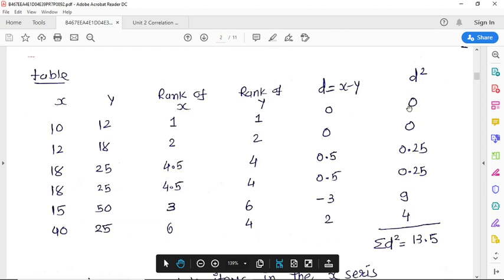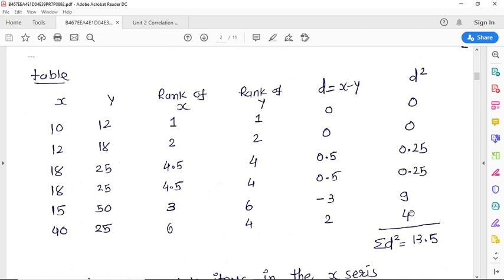So take the total: 0 plus the remaining values, 0.25, 0.25, 9 and 4. So 9 plus 4 is 13, and the halves make it 13.5. That is called sigma d square.